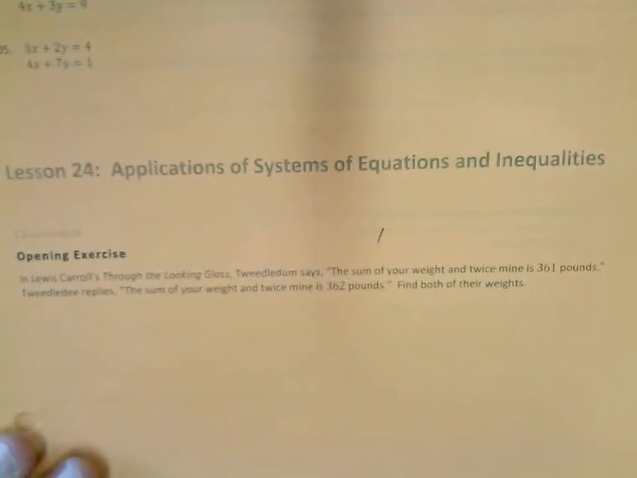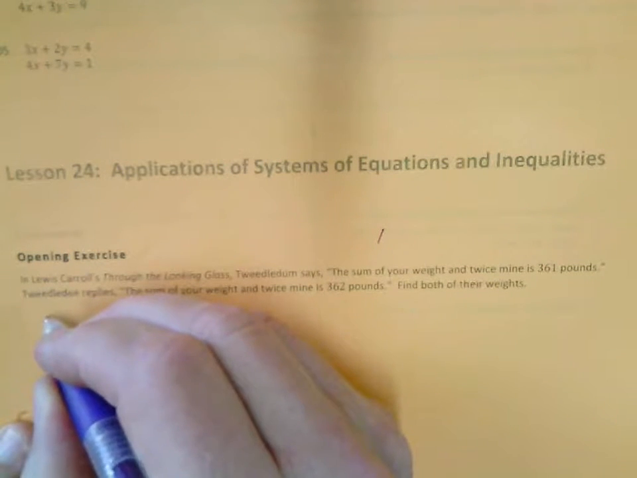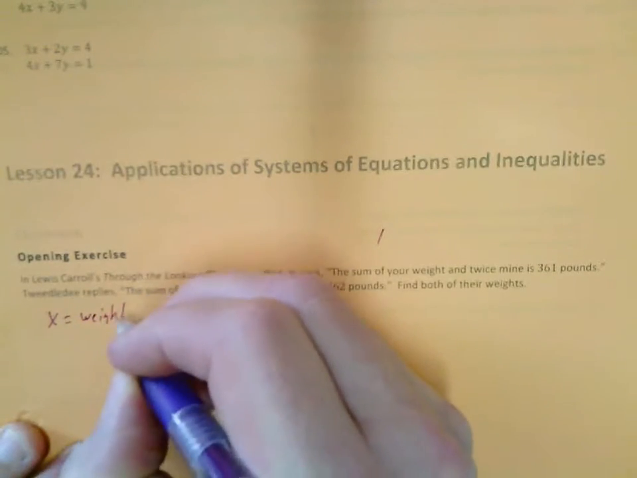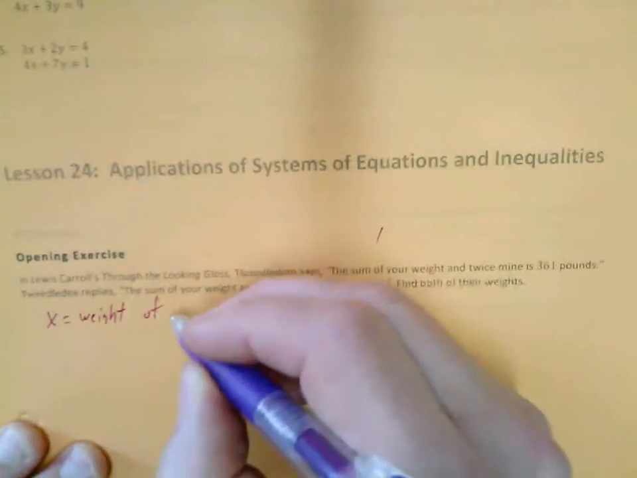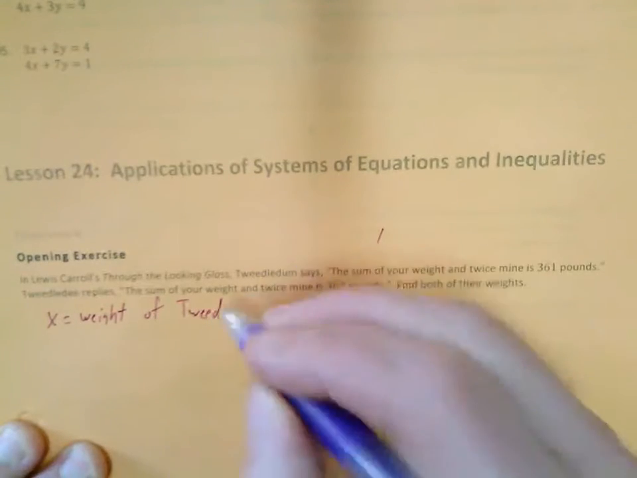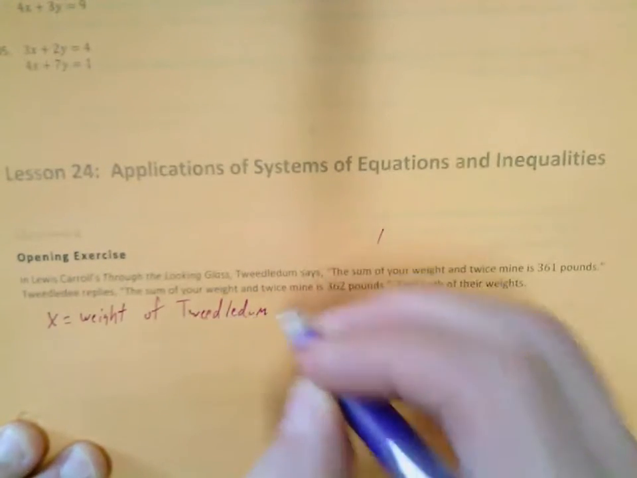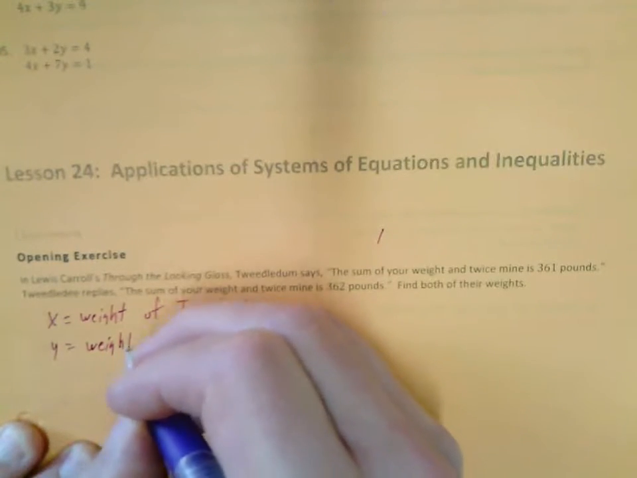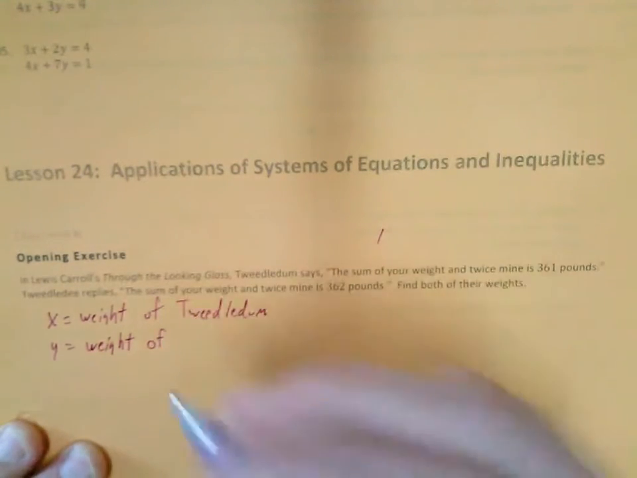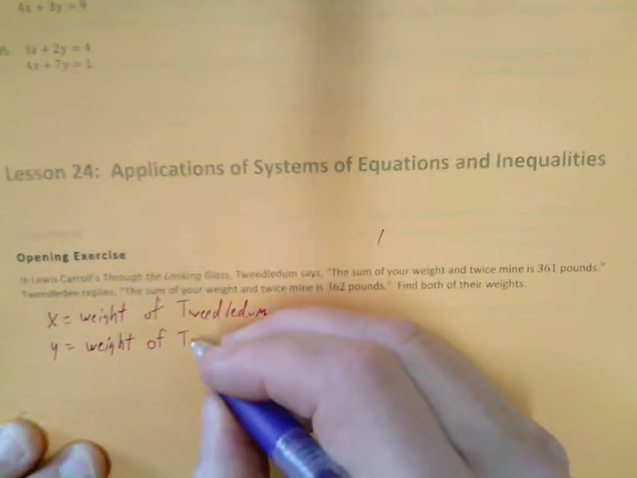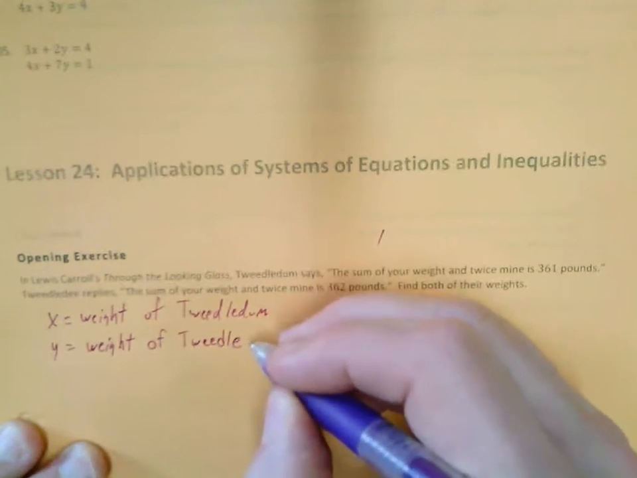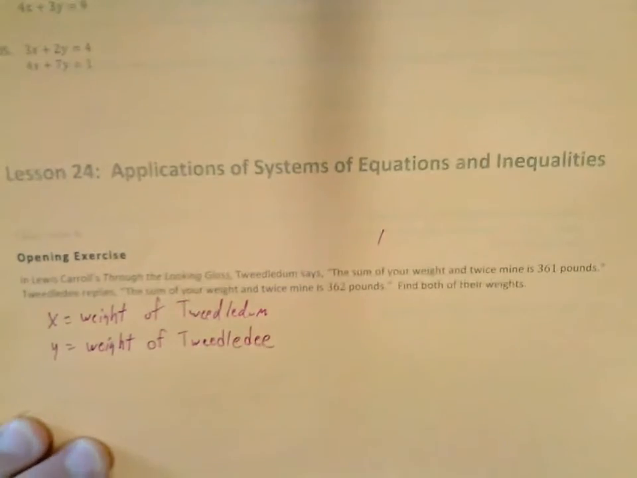Okay, so let's start off with the sum. We'll make x equal to the weight of Tweedledum, and we'll make y equal to the weight of Tweedledee. I usually use better variables in this, but there's not much way of telling the difference between Tweedledee and Tweedledum with letters, so I thought it would be easier just to use x and y. All right, so we got x and y.